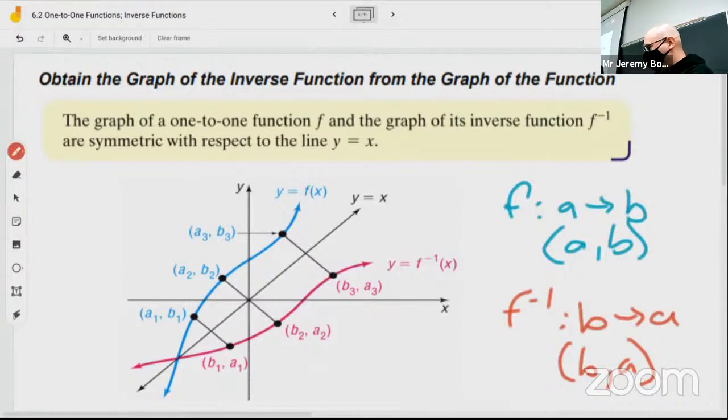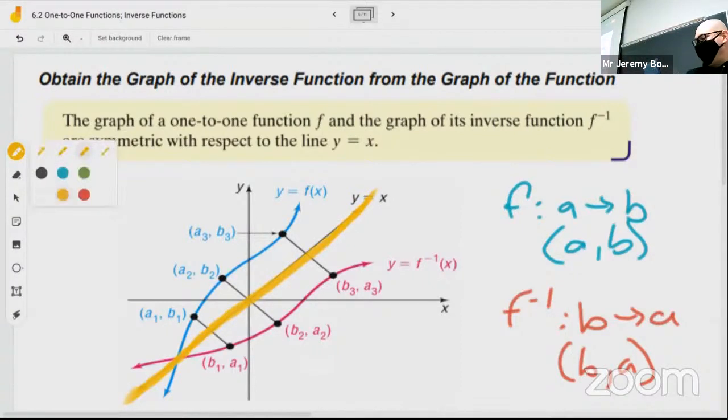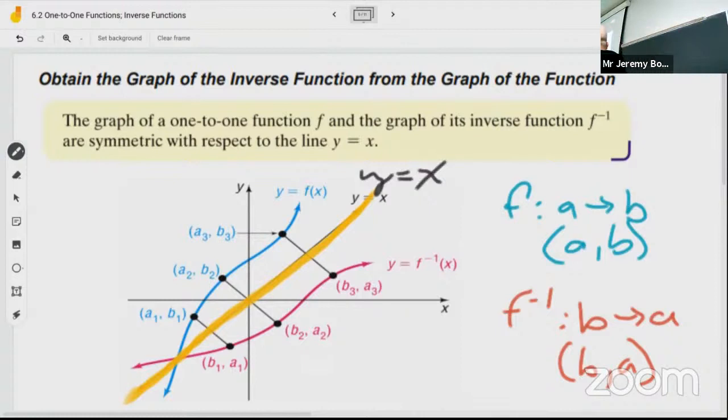What's interesting about it, though, is you always end up with a graph that is symmetric with respect to that diagonal. And that diagonal, which I wrote over it, is the graph y equals x. So it will be symmetric with respect to that diagonal line.